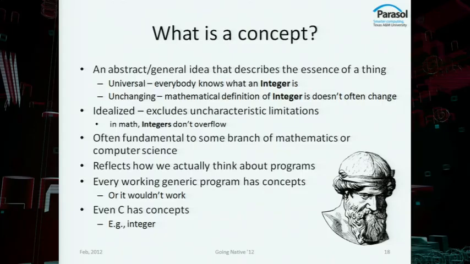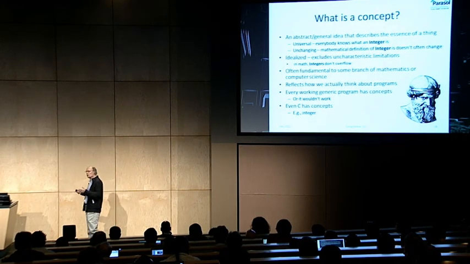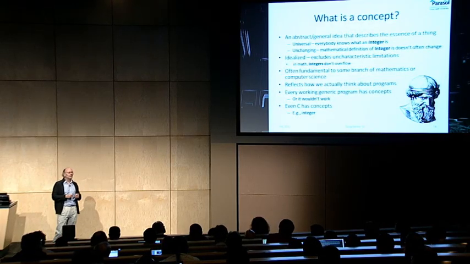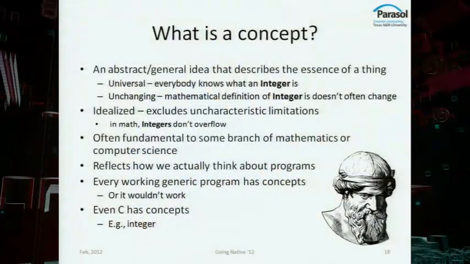Furthermore, a concept tends to be idealized. It's what's common to a lot of things. An integer in math doesn't have a size. Integer arithmetic doesn't overflow. The C integer concept includes short and long and long long and things like that. It's a generalization. It's an abstract version of what we've got. Very often, a concept is a fundamental concept of some branch of mathematics or computer science. All of the fields we deal with, formalizing notions, have concepts. They reflect how we actually think about things.